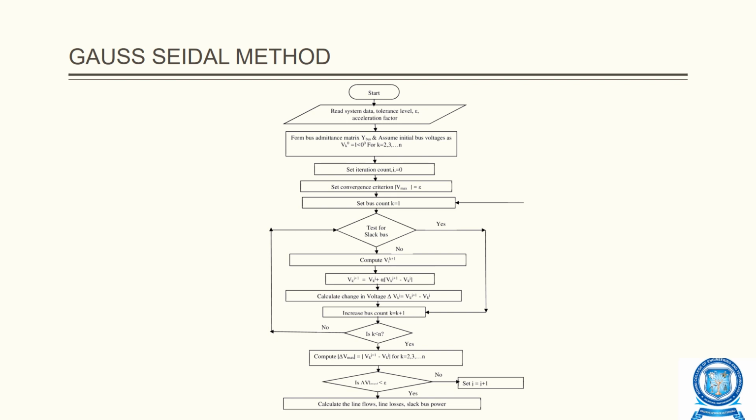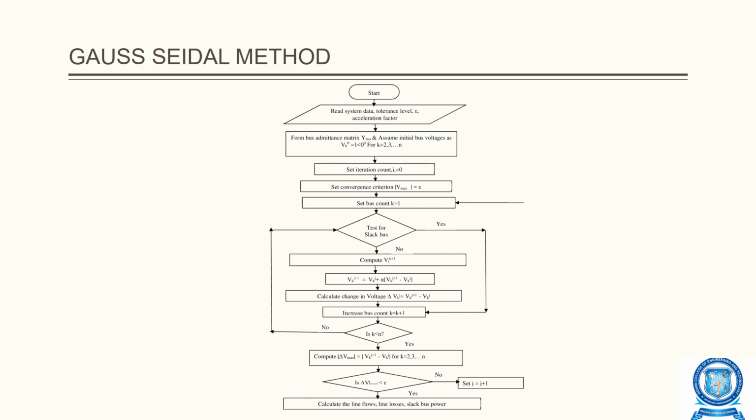So initially the values of the buses are read. Read the system data, tolerance level and convergence value, that is the acceleration factor epsilon. After getting those values, form the bus admittance matrix. Assume the initial bus voltage as Vk0 equal to 1 angle 0 for k equal to 2, 3 up to n. So this is the second step.